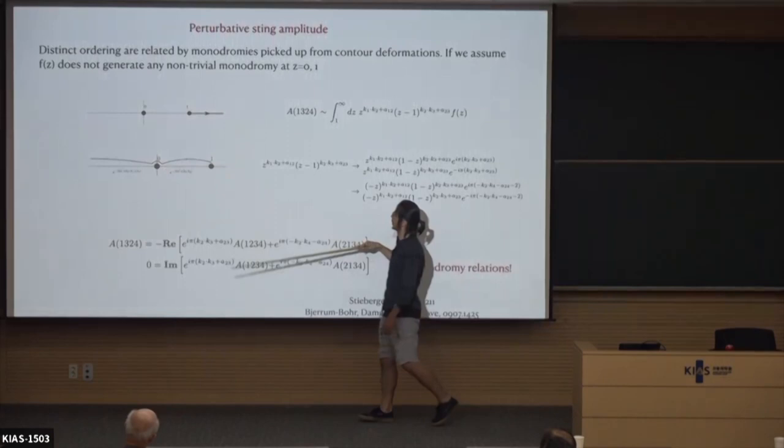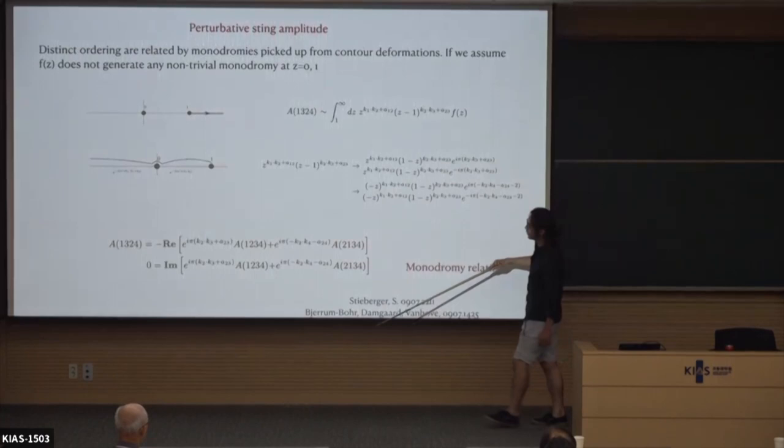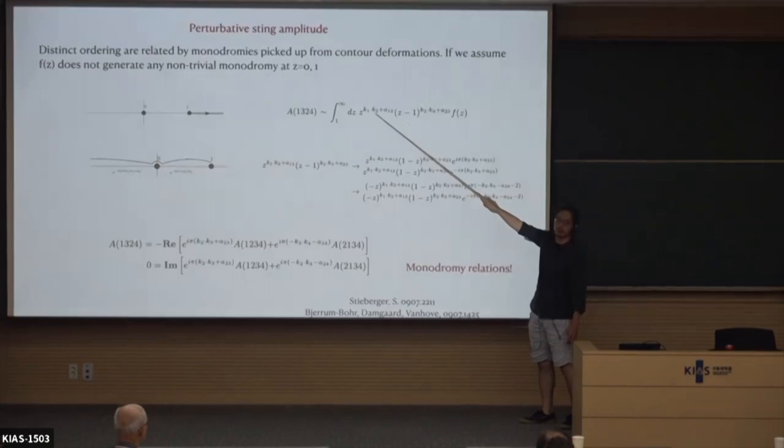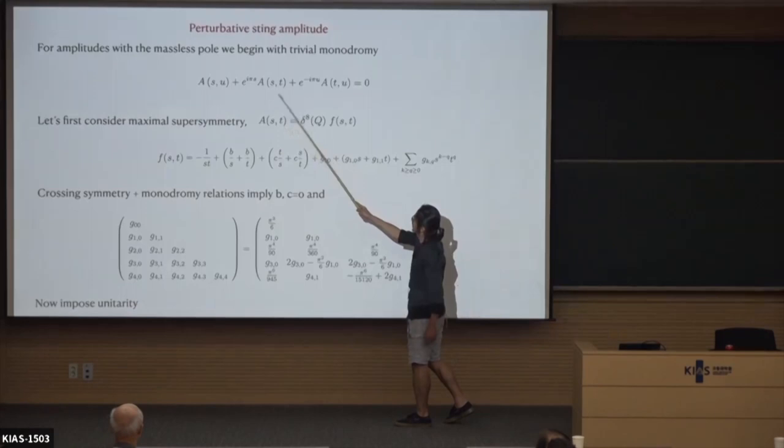So that means that the distinct ordering picks up a non-trivial monodromy sitting here. These are the non-trivial monodromy. And so these amplitudes must satisfy this kind of monodromy relation. Again, this doesn't use anything about f of z. It just uses the fact that you have this Koba-Nielsen factor. But this is an extremely powerful relation because it actually relates the IR to the UV. Because now you can see that your amplitude has to satisfy these relations.